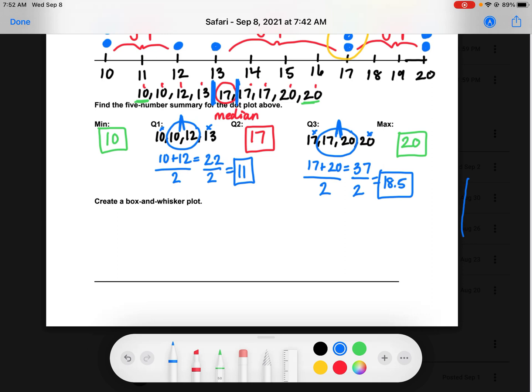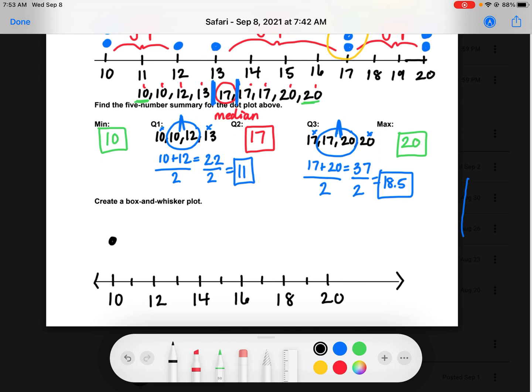This lets me scroll up and create a box and whisker plot. So of course, once again, we have to create a scale. Since our data ranges from 10 to 20, I would say either 1s or 2s would be a good scale to go by. So maybe I'll go by 2s. 10, 12, 14, 16, 18, 20, and you could put a little line in between just to make it more accurate, easier for you to find those places.